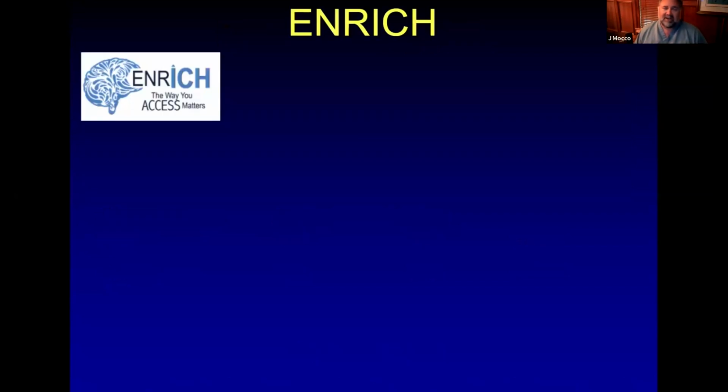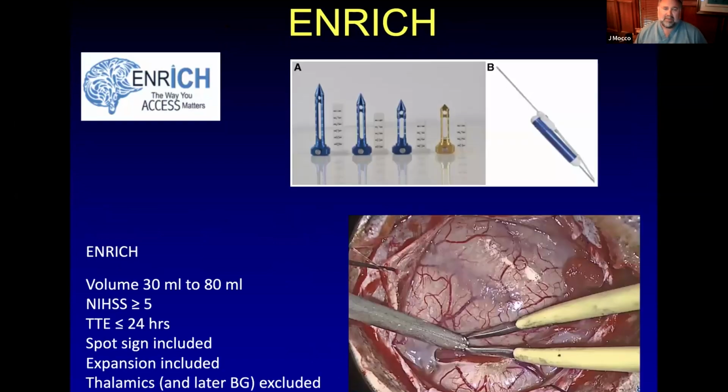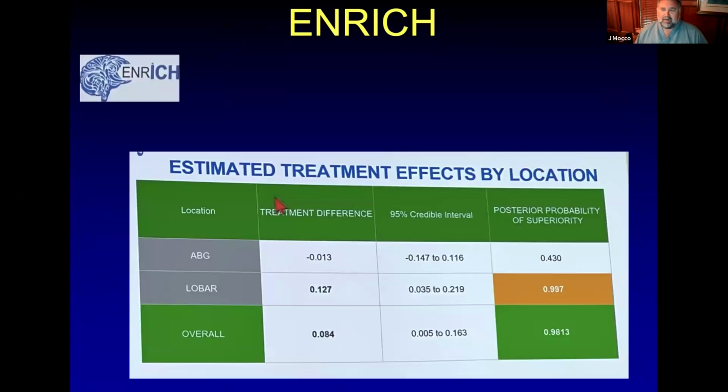Now, all of this changed with ENRICH. I'm guessing many of you are familiar with this trial, but basically, this was a prospective randomized trial for evacuation of non-thalamic ICHs, looking at lobar hemorrhages and basal ganglia hemorrhages using the BrainPath system with the Myriad. They had 300 patients enrolled, and here are the results that they presented. It's subsequently been published in the New England Journal of Medicine. I encourage you to go look at the data.